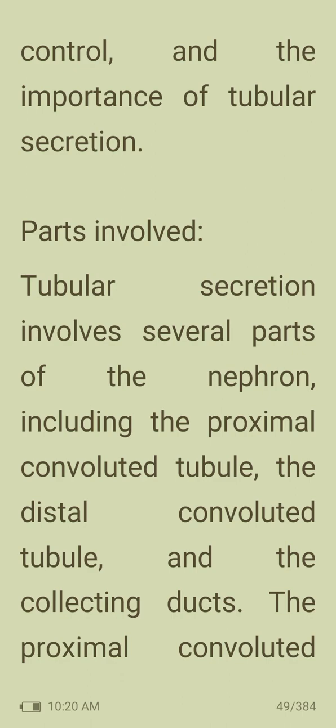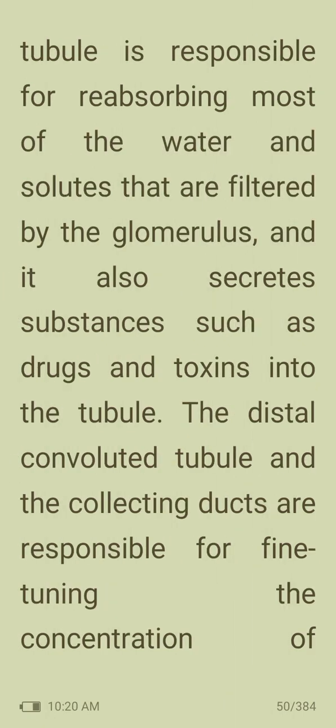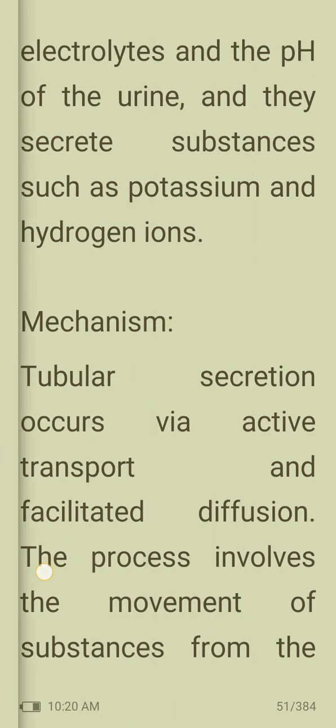and the collecting ducts. The proximal convoluted tubule is responsible for reabsorbing most of the water and solutes that are filtered by the glomerulus, and it also secretes substances such as drugs and toxins into the tubule. The distal convoluted tubule and the collecting ducts are responsible for fine-tuning the concentration of electrolytes and the pH of the urine, and they secrete substances such as potassium and hydrogen ions.